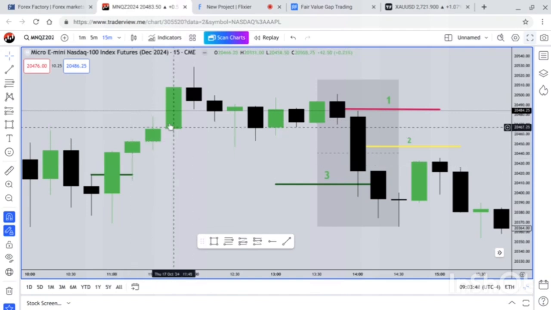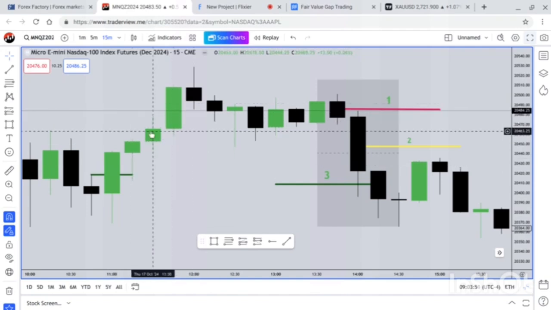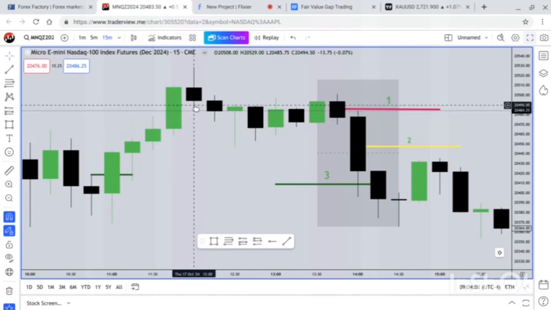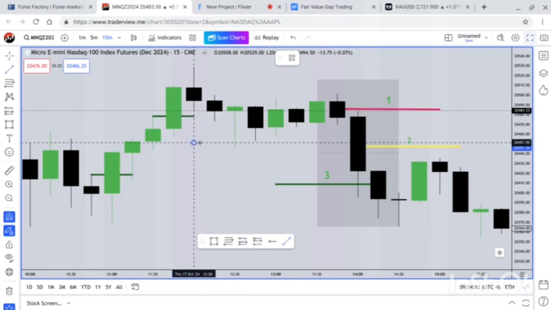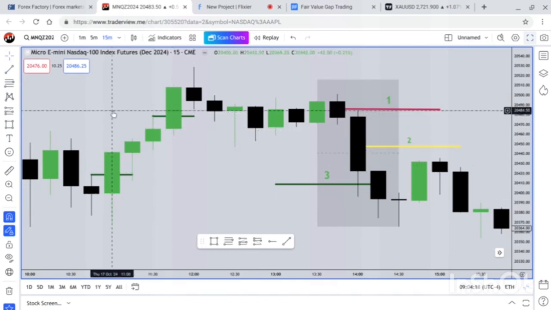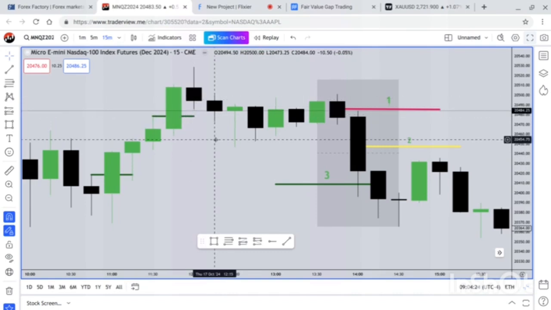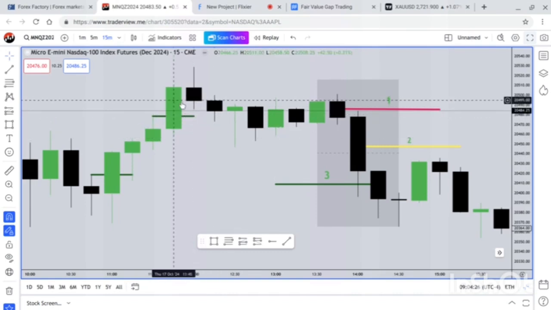Now look at this one and this one. I told you a fair value gap consists of three candlesticks, so just be looking for three candlesticks. Look at this one. 1, 2, 3. Now this one, the wick, did it touch this one? No, the two wicks did not touch each other. Let me show you. When I draw it, now look at it. This one and this one, you can see that the wicks did not touch each other. So we consider this one as a what? As a fair value gap.